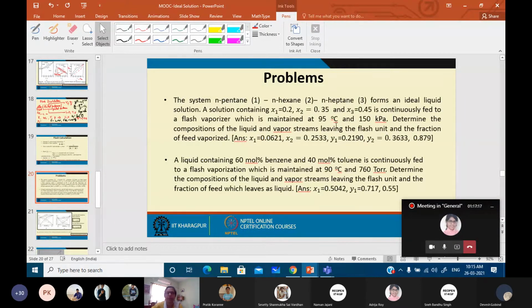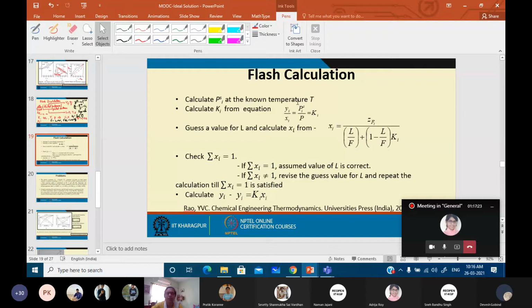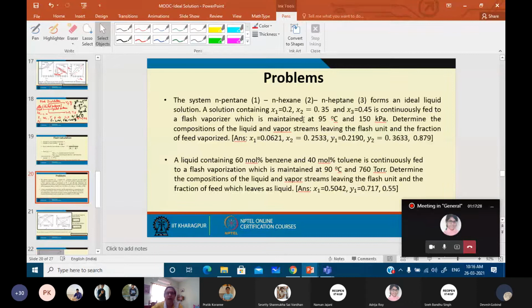This is pretty straightforward because the temperature is given. So naturally, you can find out the P_i^s. The moment you can find out the P_i^s, you can find out the K_i's. And once you can find out the K_i's, see, the answers are already given here anyhow. These are Z_F's, isn't it? This is given. You can find out the x_i's and the y_i's. The only thing you need to do is guess the L value and do it.